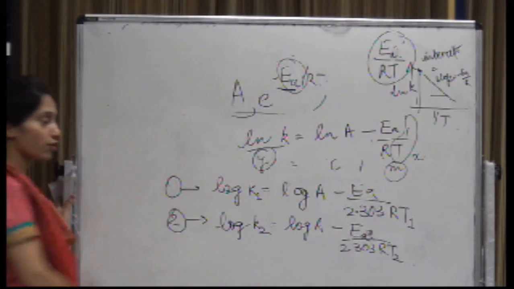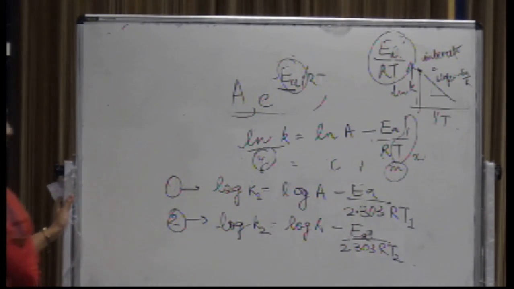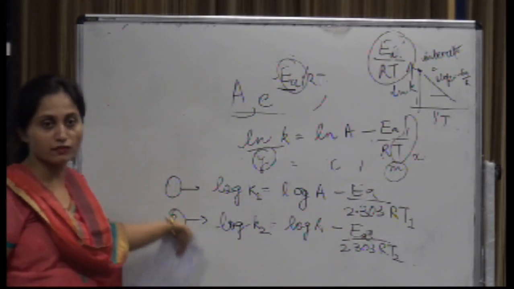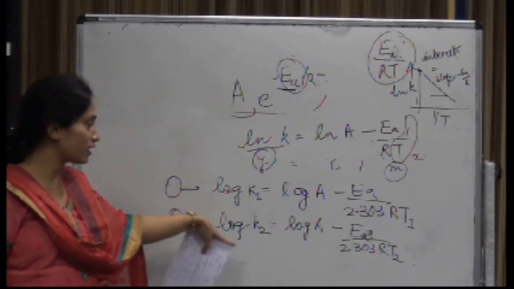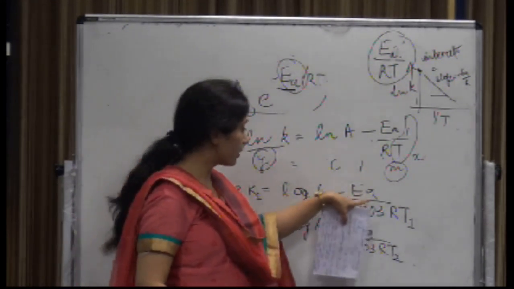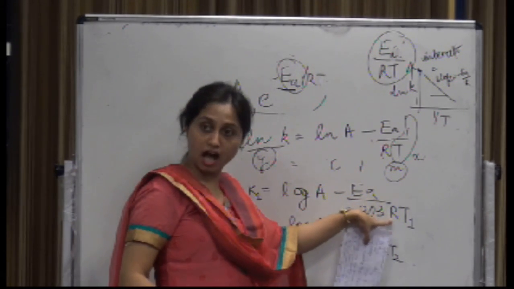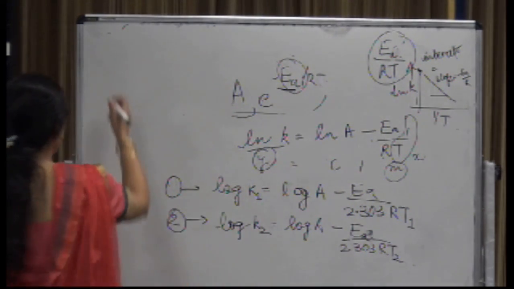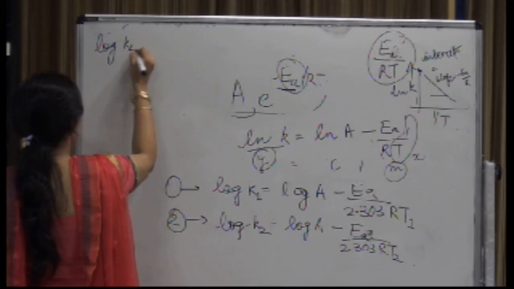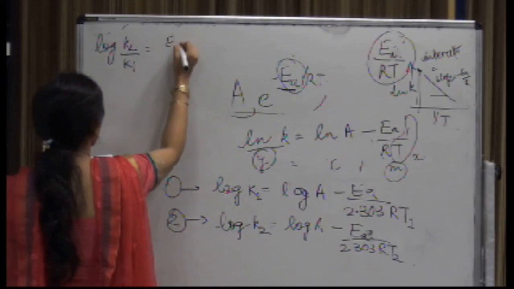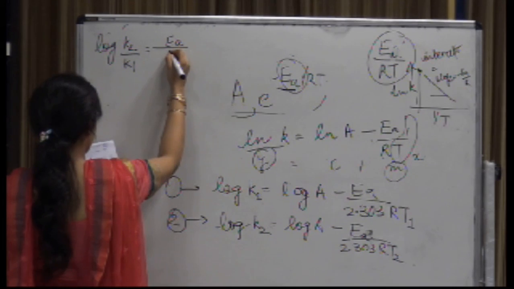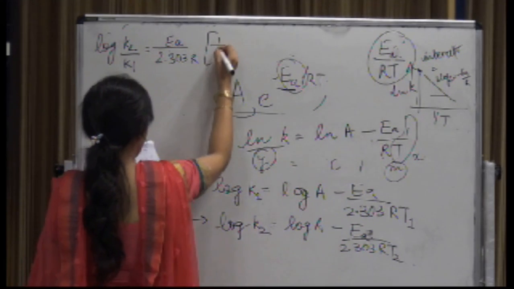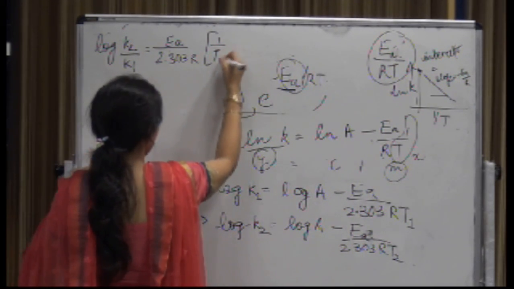So you can take the ratio of the two and can easily find out. Oh, sorry, you take the difference of the two expressions. So you will have log K1 minus log K2, log A cancels. You will have minus of Ea upon 2.303 R into 1 by T1 minus 1 by T2. Is that clear? So please remember this expression for numericals, that log of K2 by K1 is equal to Ea upon 2.303 R into 1 by T1 minus 1 by T2.